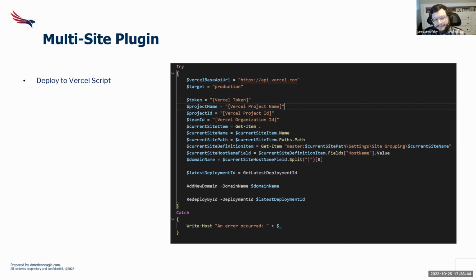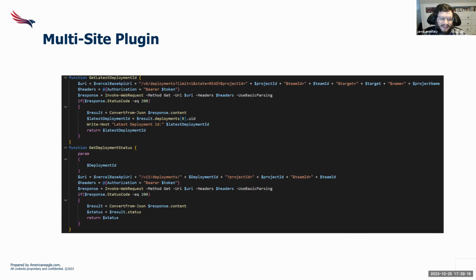So then this is just me digging in a little bit more. To get the latest deployment ID, again, I'm just using the Vercel REST API calls. I'm passing it some parameters and it's spitting back the latest deployment ID. So I get the most recent successful deployment ID. That way I'm just redeploying something that was already tried and true and successfully out there. I'm not rebuilding our code from scratch.